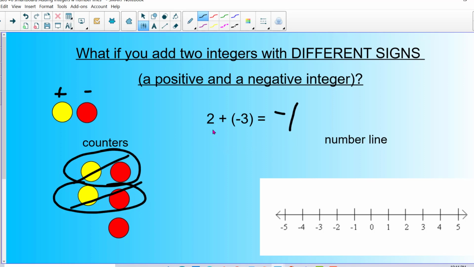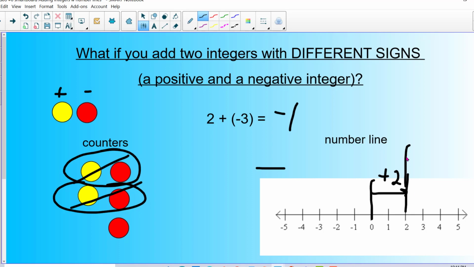Let's do that on the number line. Again, we're going to start at 0. Where do we go first? The first number, +2. Right? So we're going to go to +2, 2 spaces to the right. Now it says add -3. Which direction do we go when we add negatives? Towards the negatives, which means to the left.